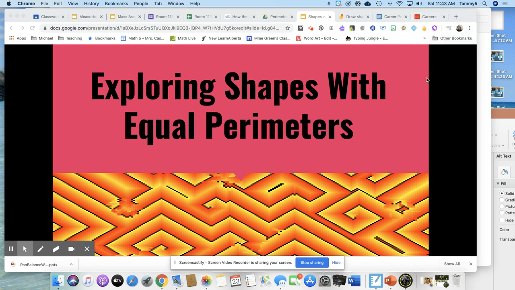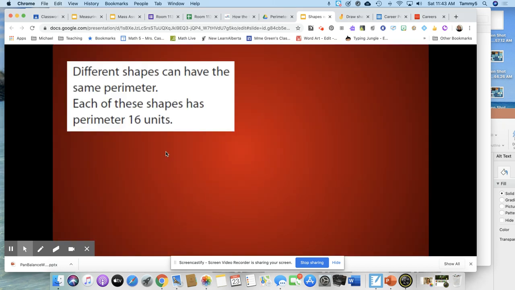Hi, grade threes. Today we're going to explore different shapes that have equal perimeters. So, different shapes can have the same perimeter. Each of these shapes has a perimeter of 16 units.